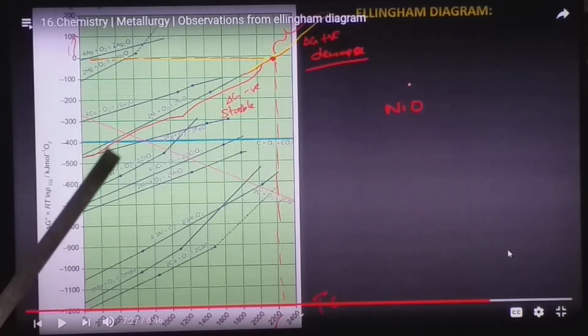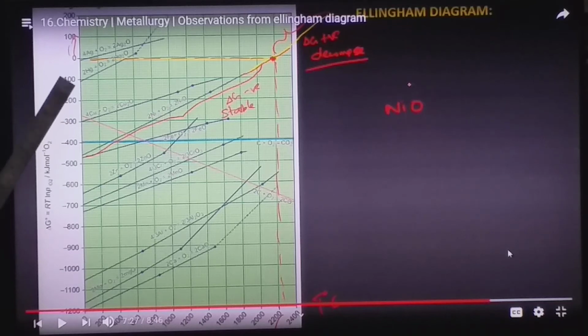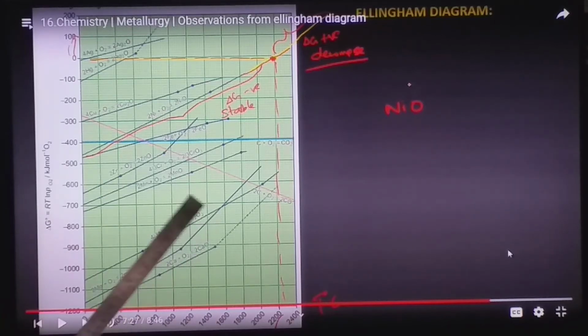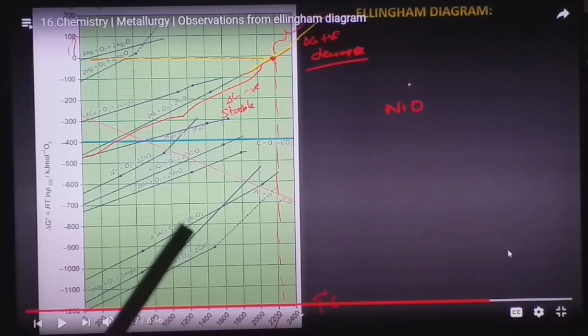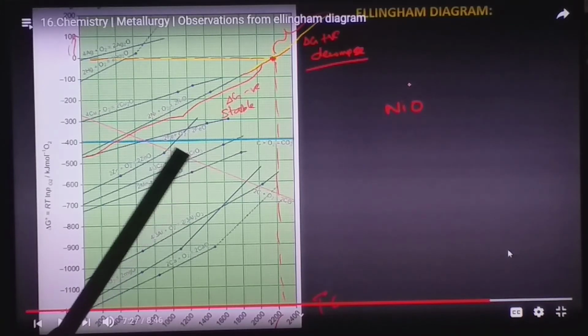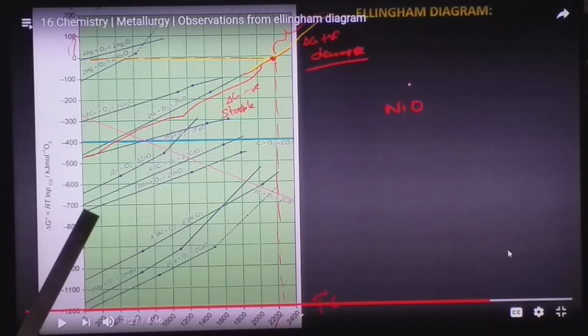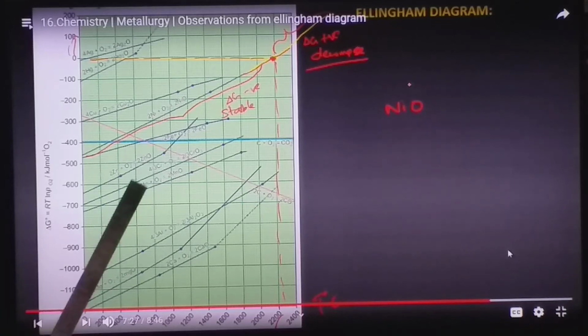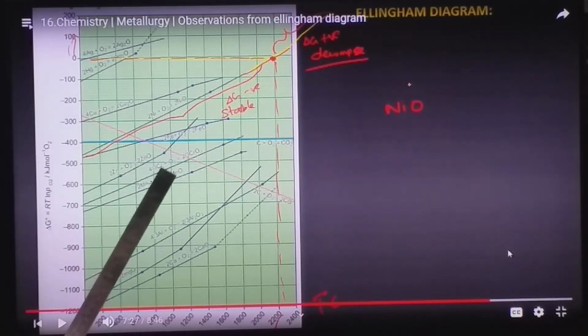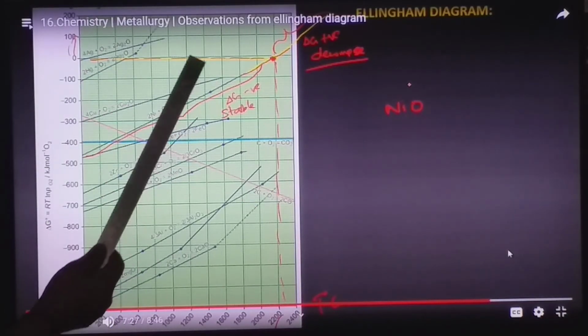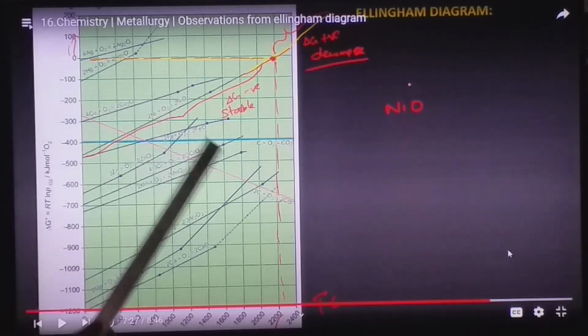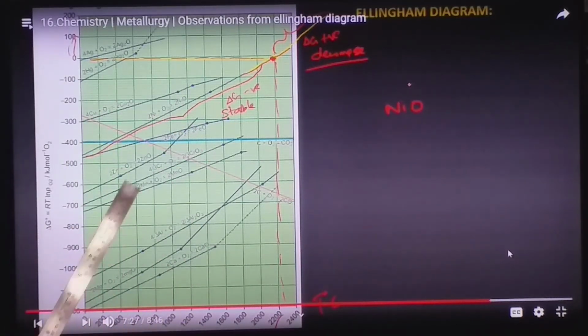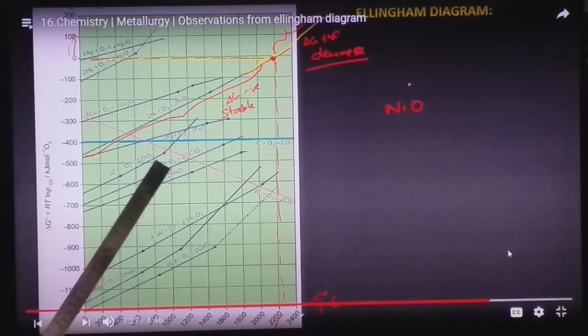In the graphical representation, the del G value is on the y-axis and the temperature is on the x-axis. See all the metal oxide formations: formation of magnesium oxide, calcium oxide, manganese oxide, chromic oxide, zinc oxide, everything moves towards the positive, that is, towards 0. All the lines will be moving towards 0. So in these regions only, the metal oxide formation is very stable.